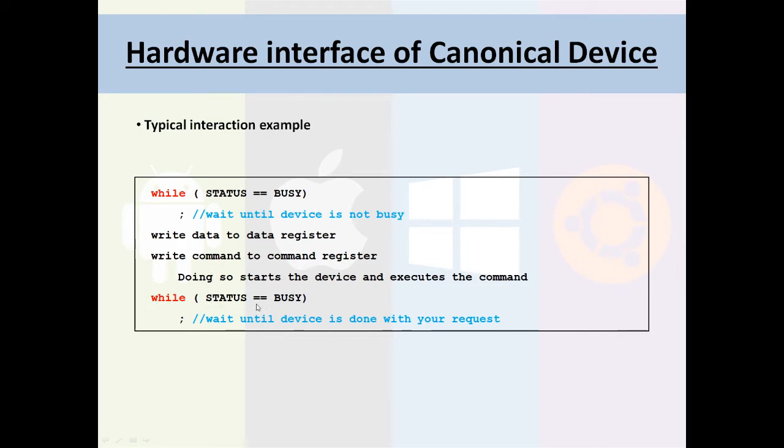And lastly, we check once again, but this time we check to see if it's finished. The first check is to see if it's available. The second check is that now we wait until the device has performed some operation. Once it finally kicks out of this loop, we'll know that it's done processing our request, when the status is no longer busy. So that's how a typical interaction between the CPU and some specific device would take place.